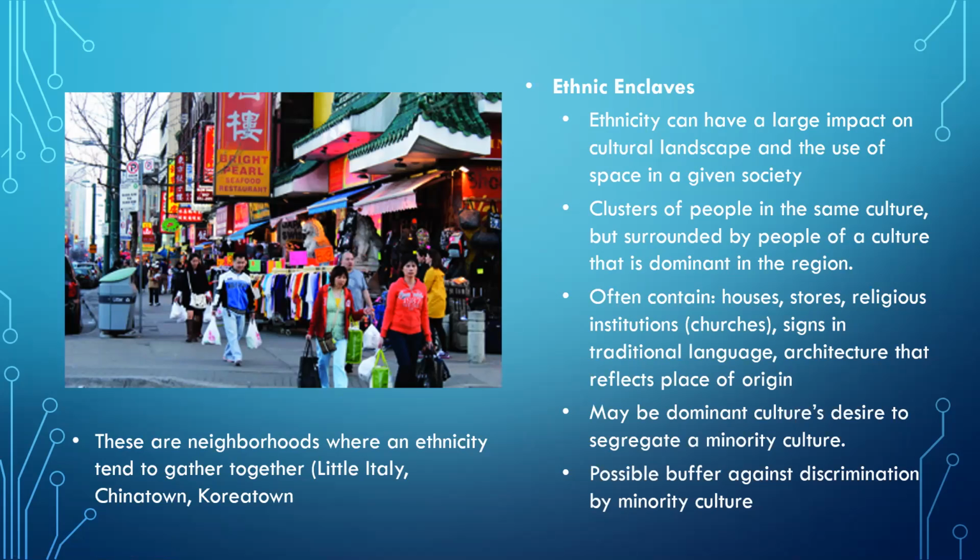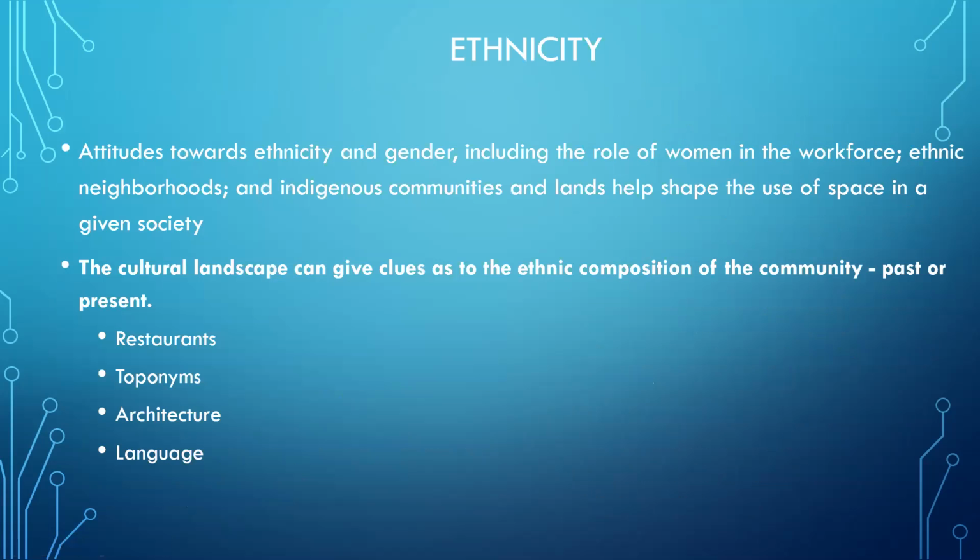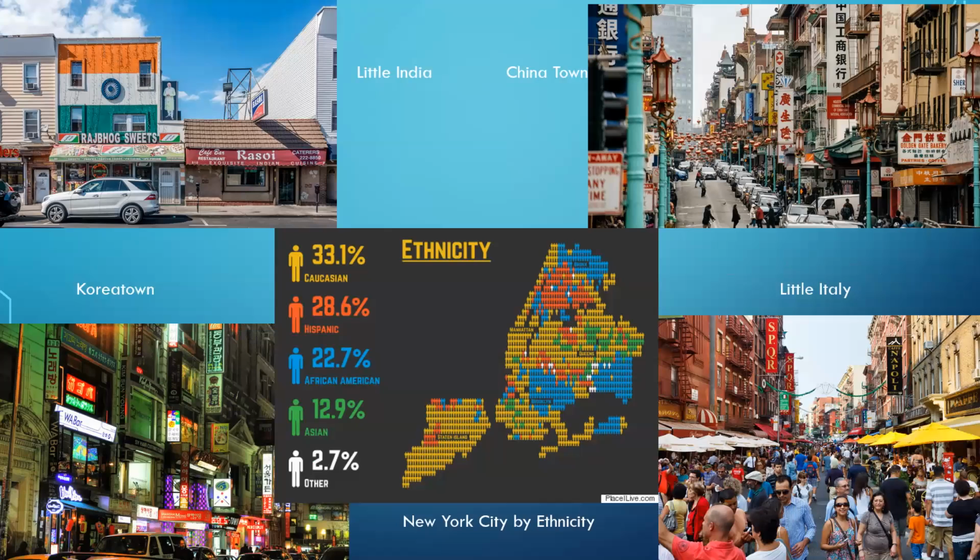So, in other words, these are neighborhoods where ethnicities tend to gather together, right? So, there's a Chinatown in Portland, and you'll be able to tell that it's obviously Chinatown, just based on the houses there, the stores there, the religious institutions, the signs and languages, the architecture. Okay. So yeah, you'll see other names like Little India, Koreatown, or Little Italy. So this is New York City by ethnicity here, and you can tell where these ethnic enclaves might be.